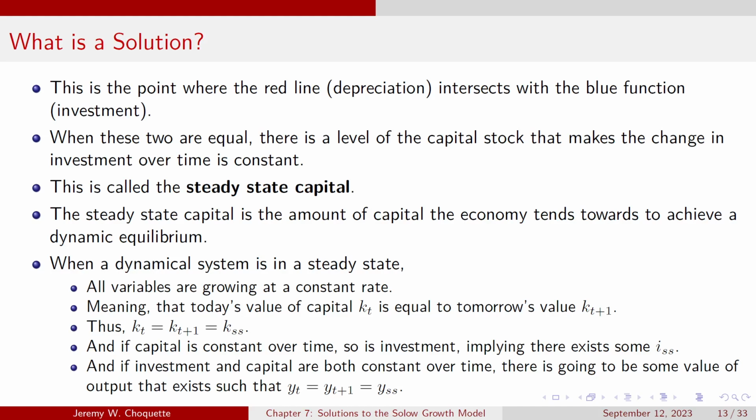Now, capital's constant over time, right? So is investment, implying that there exists some steady state value for investment. And if investment and capital are both constant over time, there's going to be some value of output such that output today, Y_t, equals output tomorrow, Y_t+1, equals steady state output, Y_SS, for a steady state. So if we can get a steady state capital, we can get steady state investment. And if we can get steady state capital, we can also get steady state output.